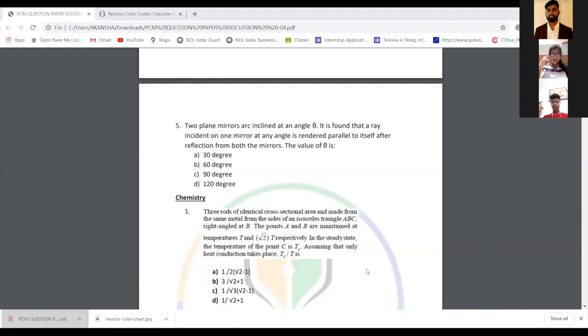Yeah. So what you can do is, the angles that are given here are 30, 60, 90 and 120. You can draw these angles between two mirrors and see if the rays are coming parallel after the reflection. Yeah. So that is a hit and trial method that you can try if you can't think it through practically. Okay. That works.